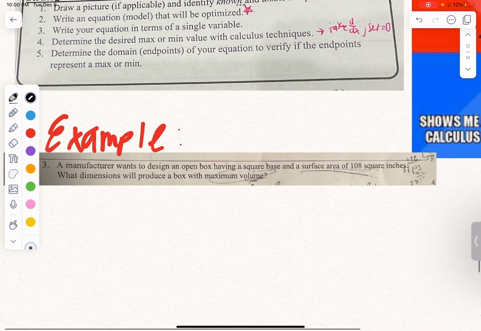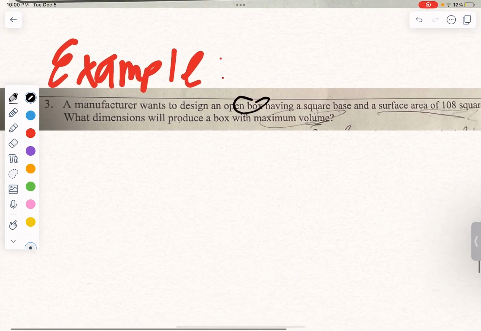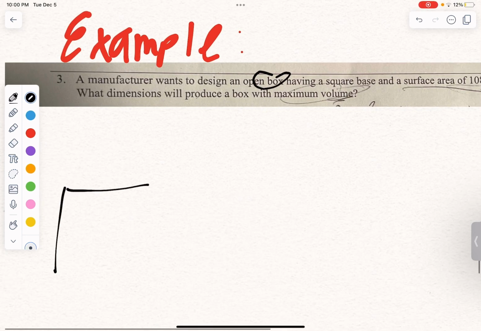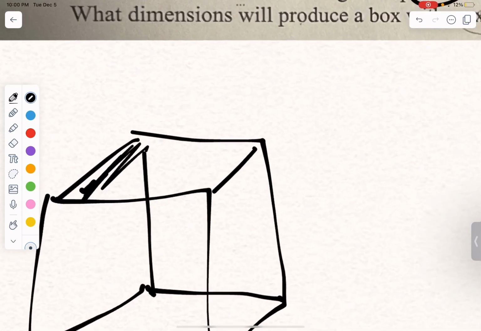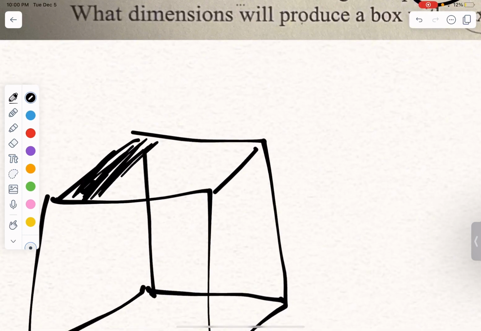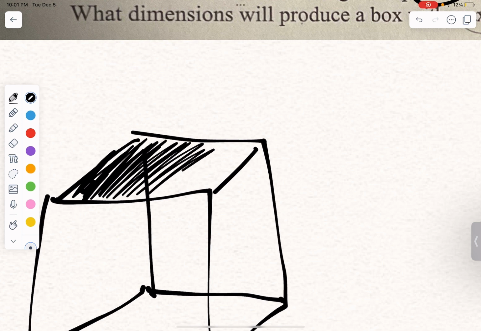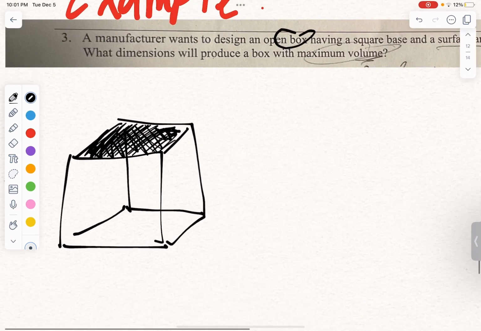A manufacturer wants to design an open box having a square base and a surface area of 108 square inches. What dimensions will produce a box with maximum volume? So I'm going to draw a not so great looking box. But a box I will do. Oh yeah, I would never want to use this box. I'm going to color most of this black, because it's an open box and this side is not getting counted in anything we do.